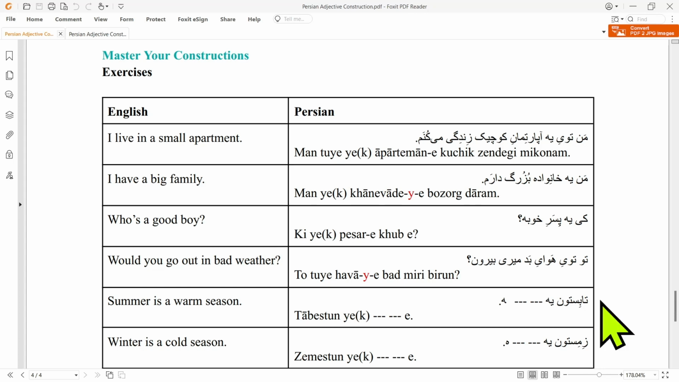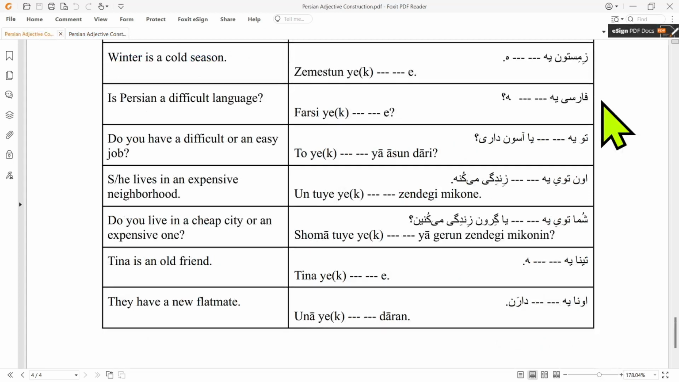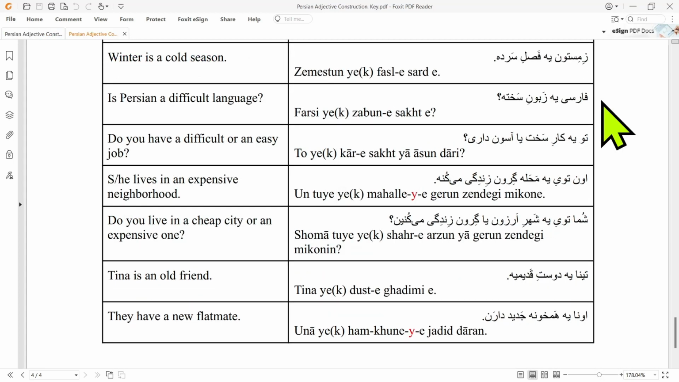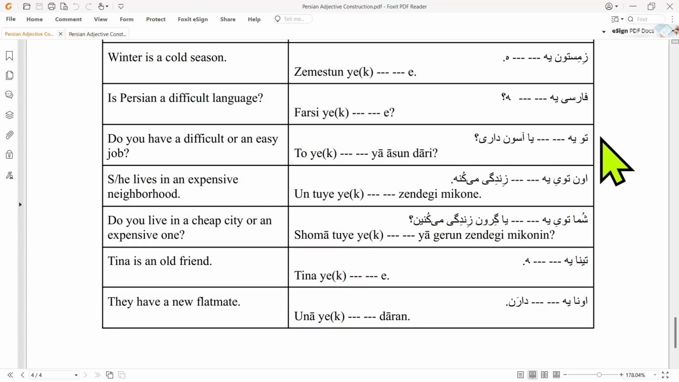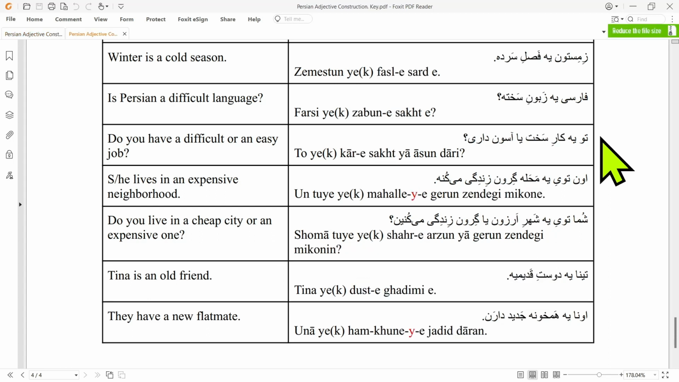Now take a look at the vocabulary and tell me how we can say summer is a warm season. تابستون یه فصل گرمه. Winter is a cold season. زمستون یه فصل سرده. Is Persian a difficult language? فارسی یه زبان سخته. Do you have a difficult or an easy job? تو یه کار سخت یا آسون داری.